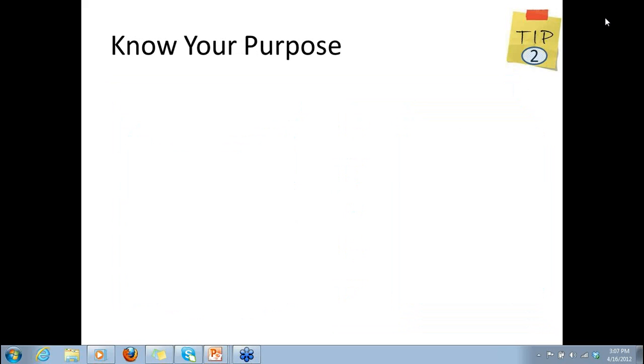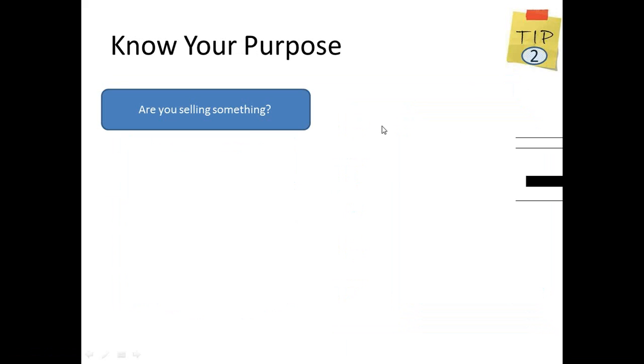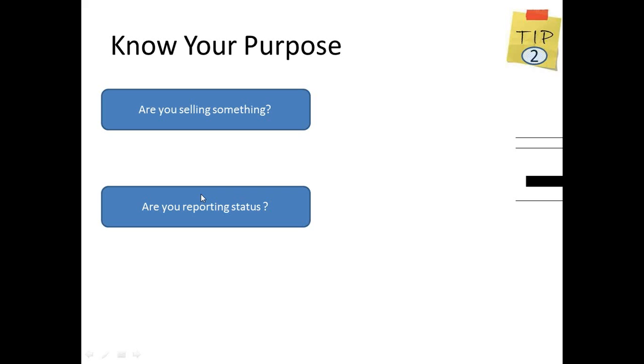So, tip number two that I want to share with you guys is know your purpose. You need to know why you're writing an email. Okay? And I'm going to share with you 3 broad categories of reason. First one, are you selling something? If you're selling something, you've got to write an email in a particular way. Second thing is, are you reporting a status? Many times, project managers, engineers, tech leads, we end up writing status reports to our customers, right?